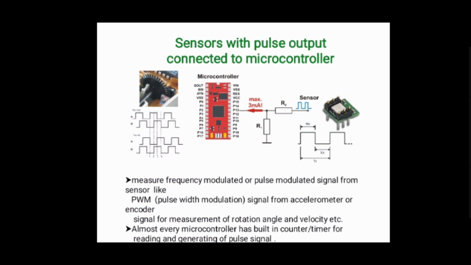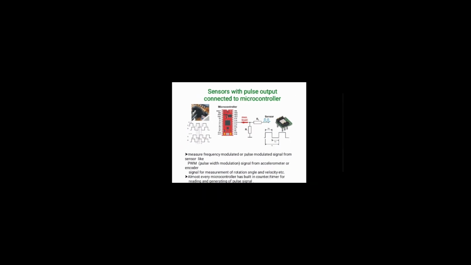And you could see in the inset diagram, you have the pulses which control the rotation, either turning right or turning left. And pulse width modulated signal is very frequently used for controlling the speed of the DC motor. Almost every microcontroller has a built-in counter and timer for reading and generating these pulse signals.